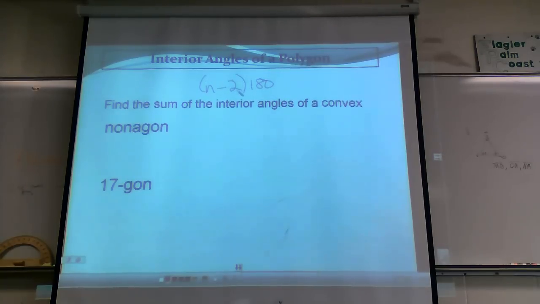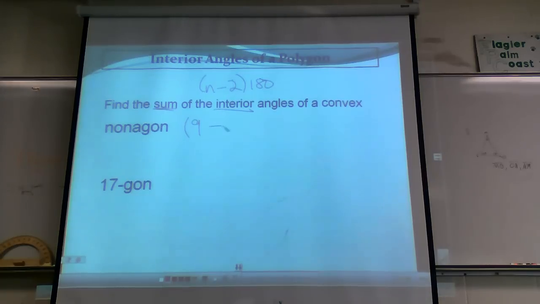But when it comes to test time, you're going to have to get in your brain: sum of the interior angles equals that formula. All right? It's all a matter of recall. Again, it's not difficult stuff. Same thing as that last chapter. Really, the stuff wasn't difficult, but there's a lot of recall involved.